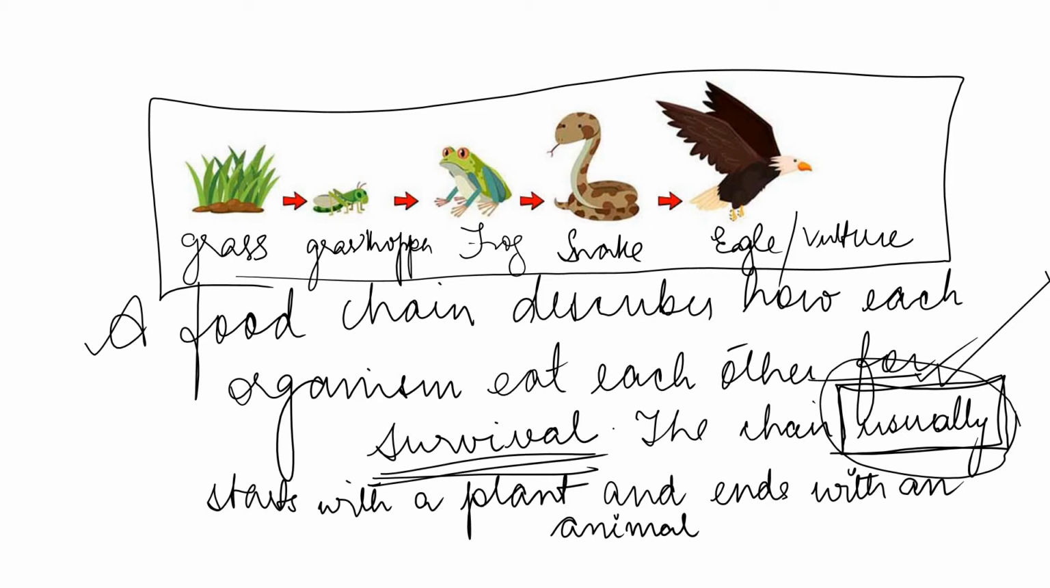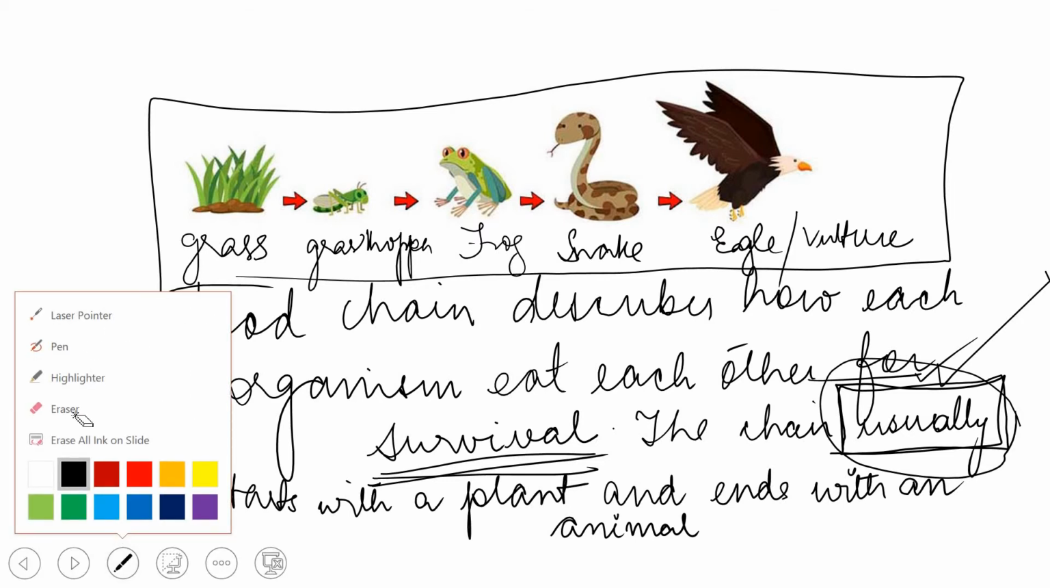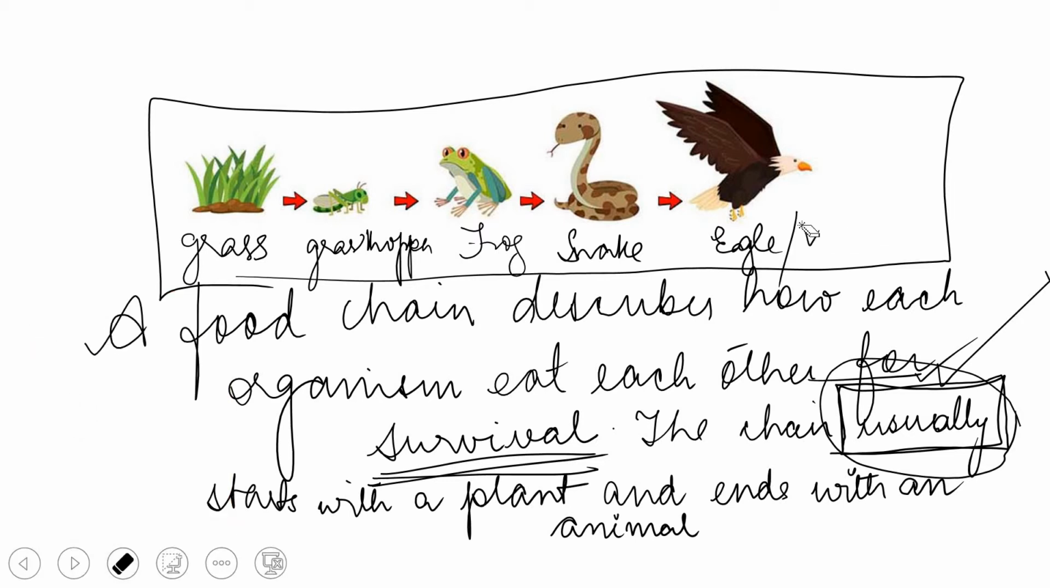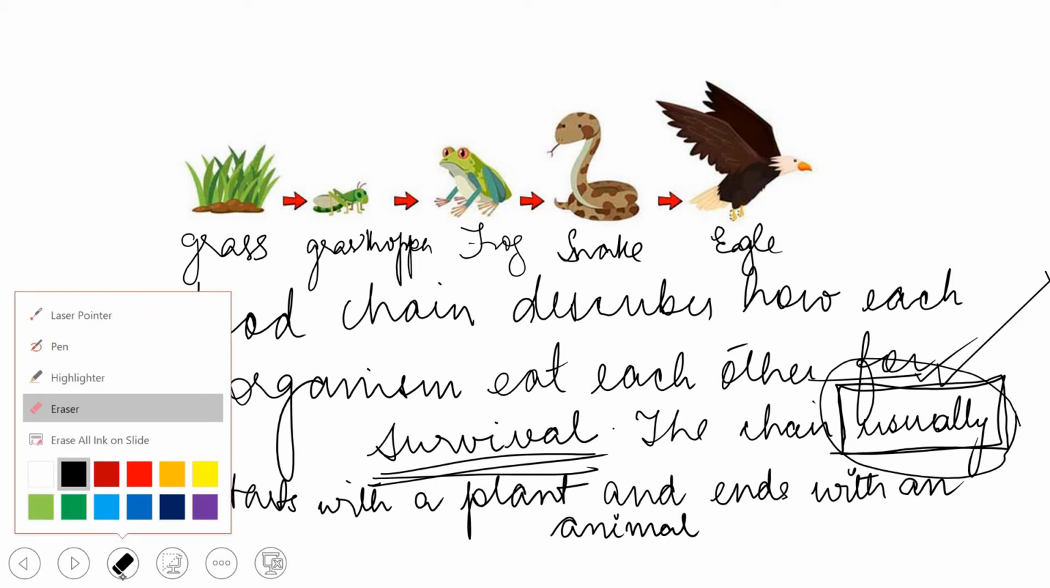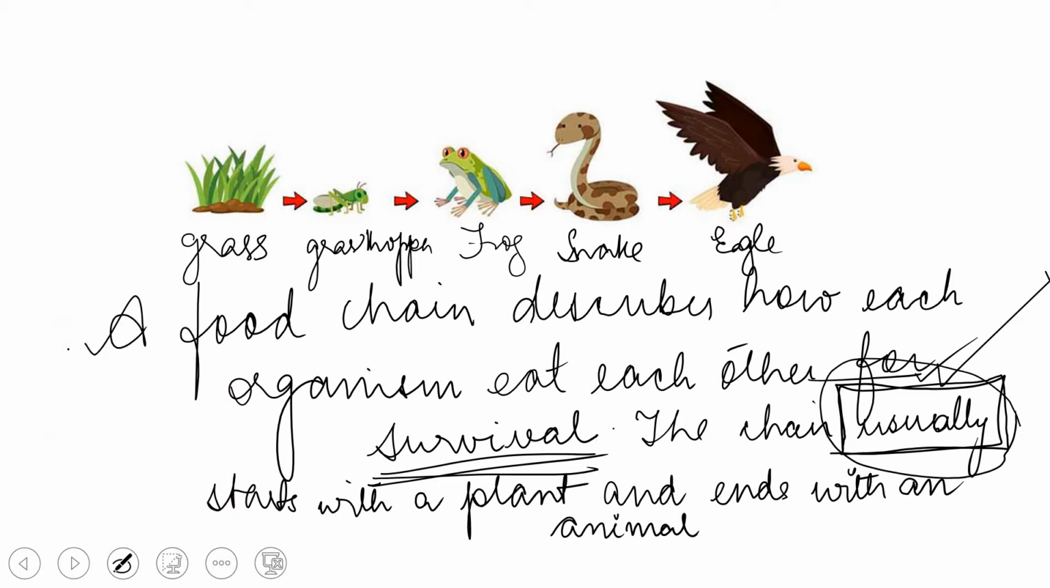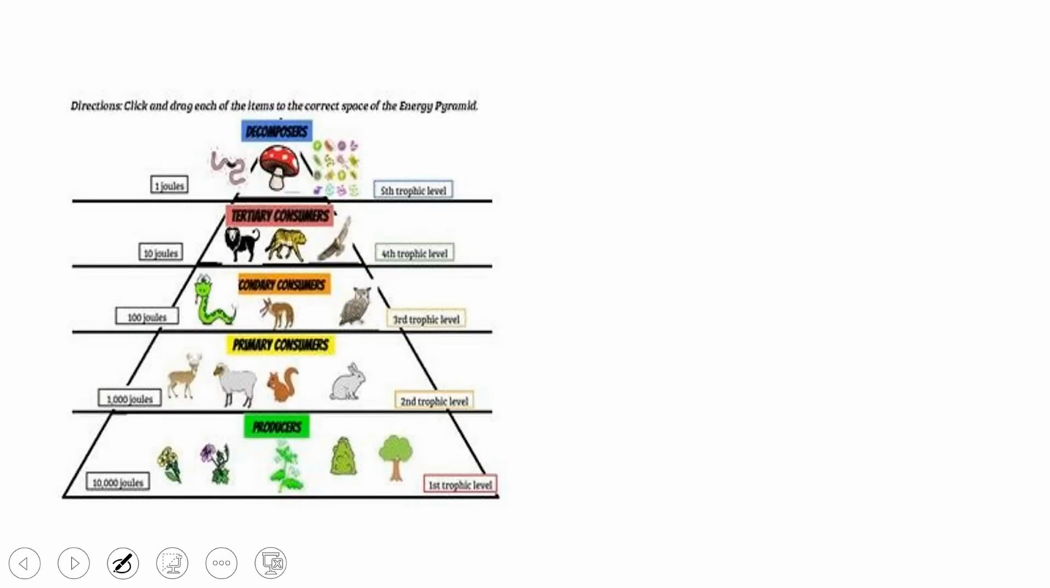All right. By the way, let me clarify one thing. This will not be a vulture because vultures are scavengers. This will be an eagle. So I've corrected it. So this is just for survival, a simple food chain. Let's see what's in the next slide.